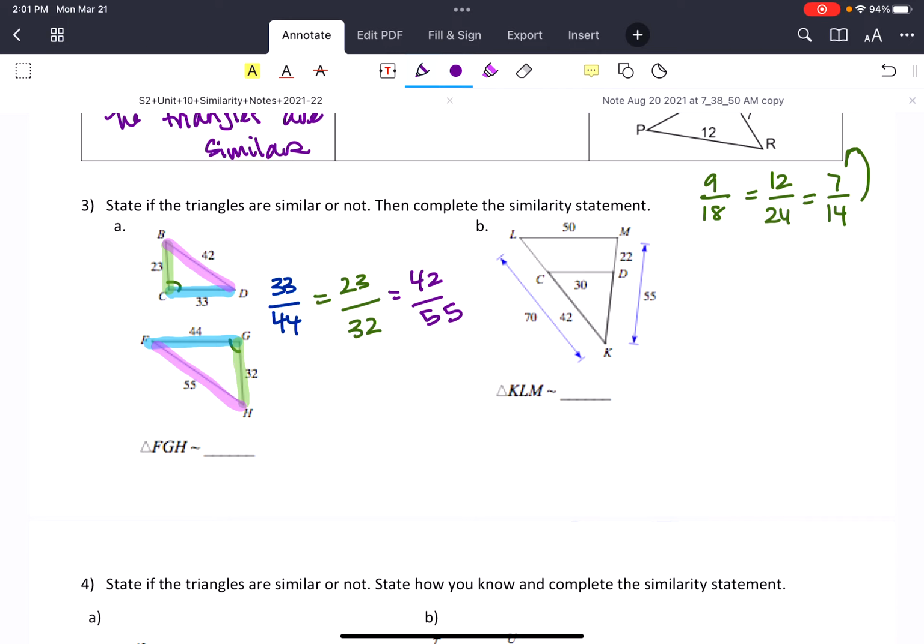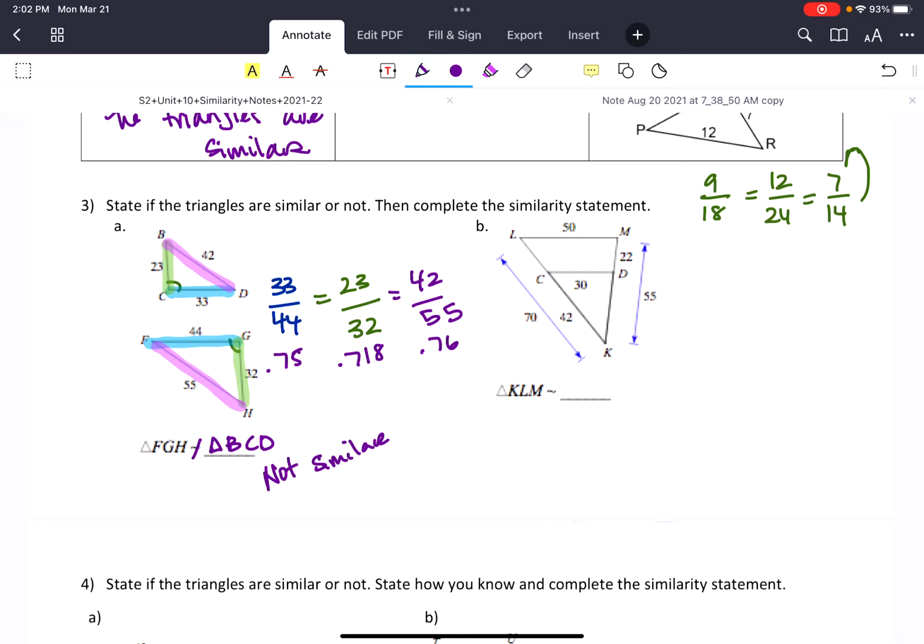All right, so 33 over, I've got to pull out my calculator, I'm trying to do it in my head, that doesn't work. Okay, this is 0.75. 23 divided by 32, that's 0.718. And 42 divided by 55, this is 0.76. Okay, that is not similar. So we're going to go ahead and say triangle FGH is not similar to triangle BCD. They are not similar.